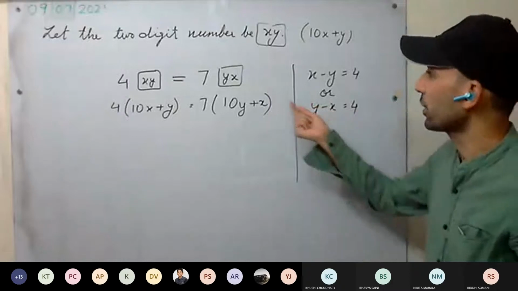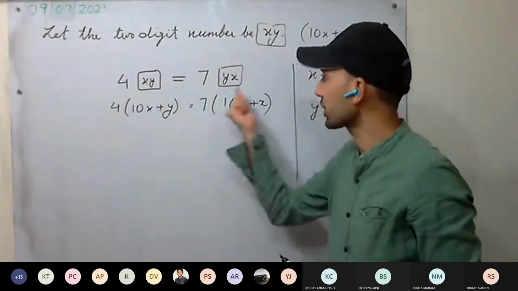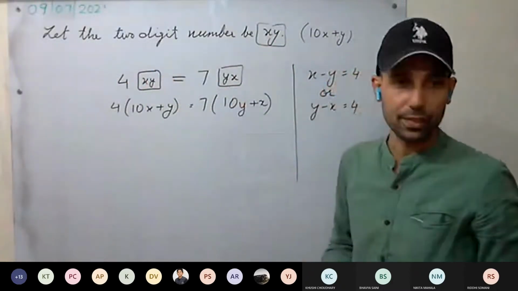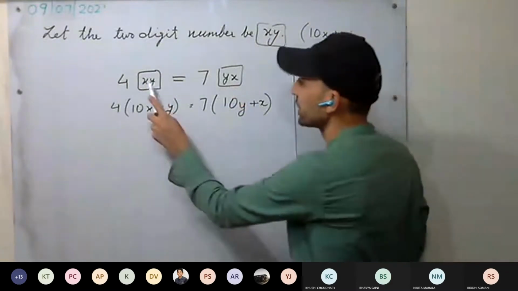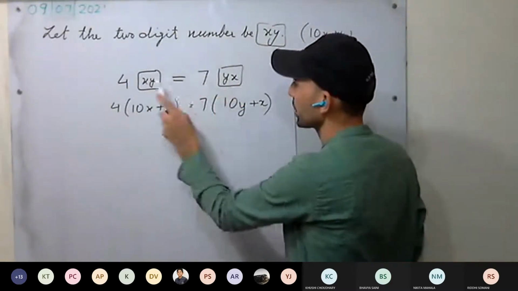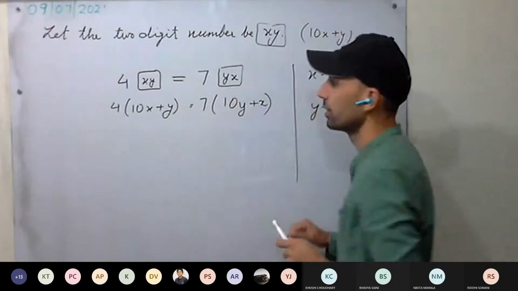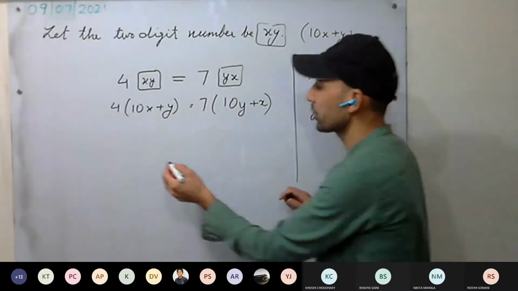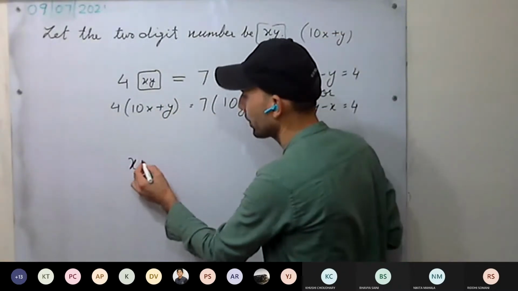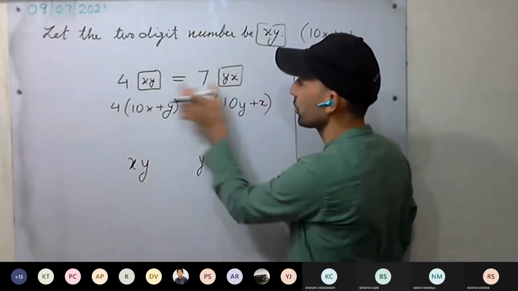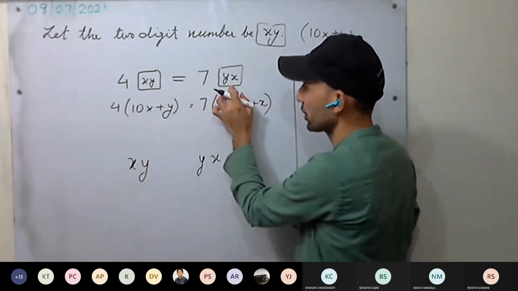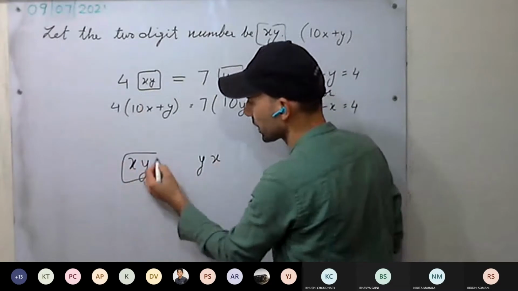So how are we going to verify? Use this equation, or from the very start we will verify. See here, which is the bigger number, this number or this number? Compare these two numbers, xy and yx. 4 into this one equals 7 into this one. I'm comparing these two numbers.